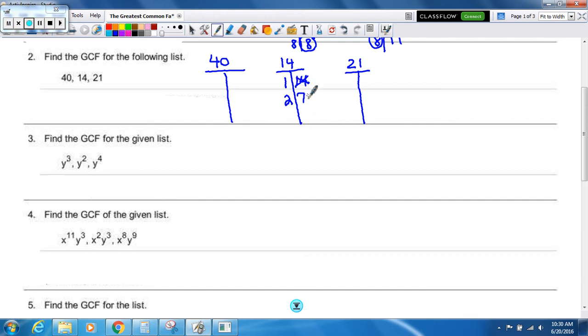Then you ask yourself, can 7 go into 40? It cannot go evenly into 40, so that's not it. Can 2 go into 40? Yes, but 2 does not go into 21. So it's got to go into all of them. So your GCF in this case is just 1.